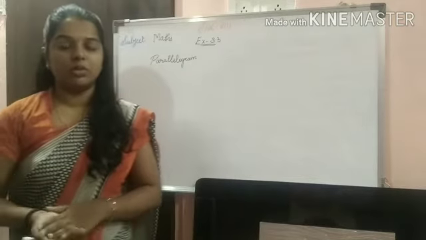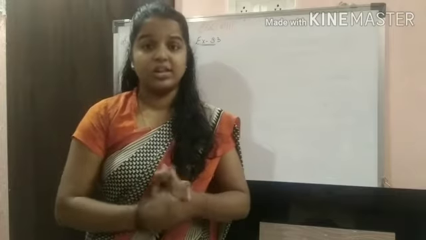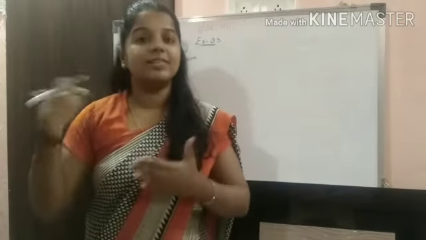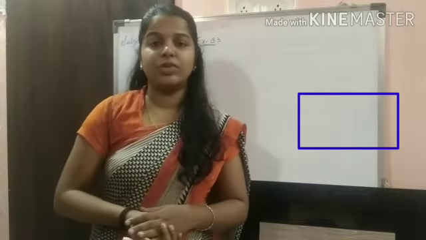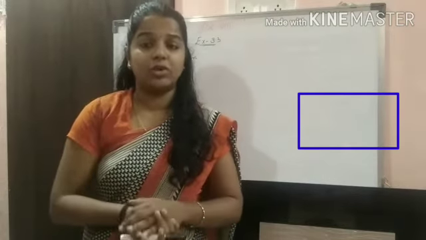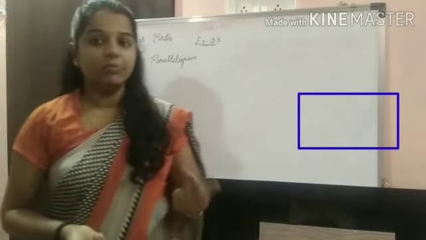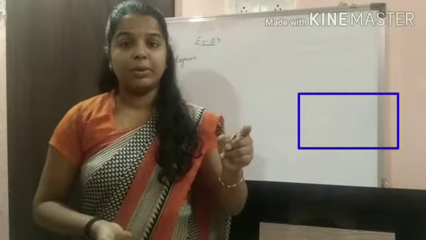Going to see about the quadrilateral. Four-sided figures or four-sided polygons are called quadrilaterals, where the sum of the interior angles, when you are adding the four angles, you will get 360 degrees. Understand, students? And one thing you have to keep in mind: parallelogram.